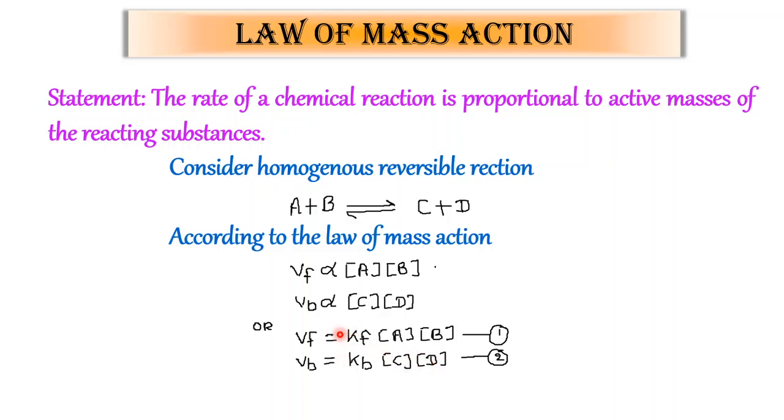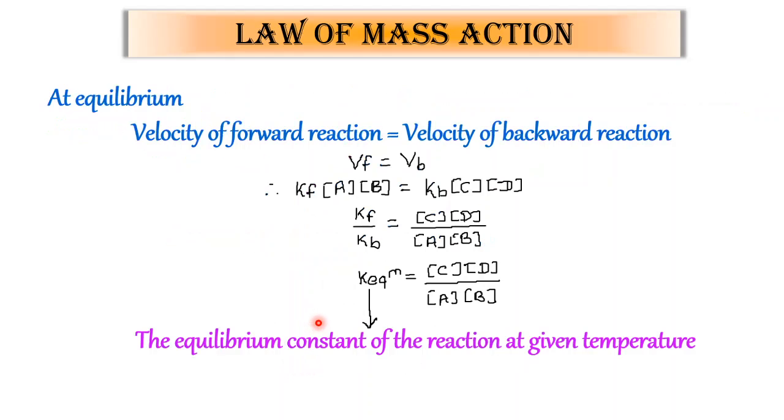Now in equilibrium, we said that these two will become equal. So at equilibrium, the velocity of forward reaction becomes equal to the velocity of backward reaction. So we can say Vf is equal to Vb. Now I will replace the value for Vf as Kf into the concentration of A and B, and for Vb as Kb into the concentration of C and D.